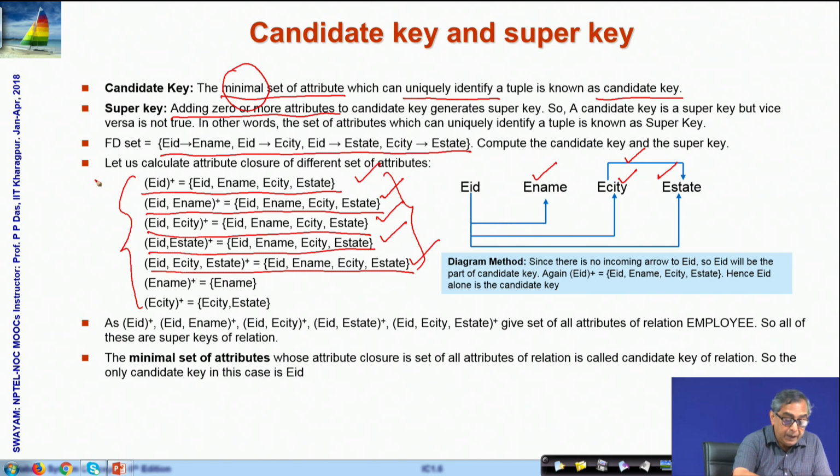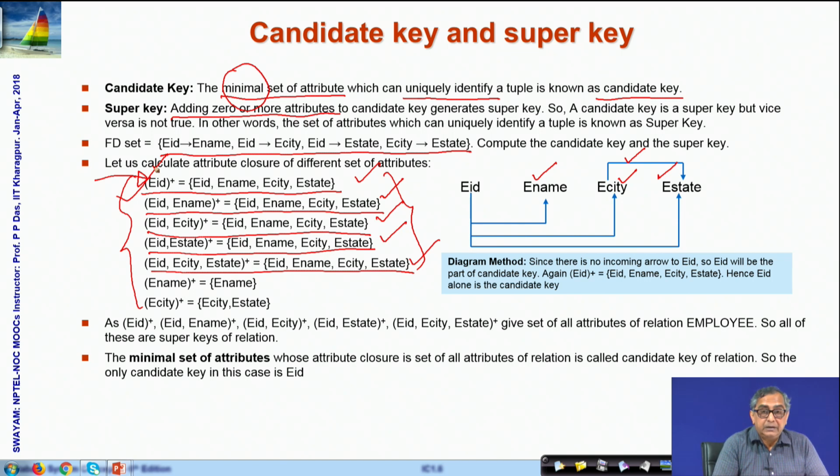But the minimality applies only in this case. So, only EID would be the candidate key. That is the minimal set of attributes that can uniquely identify tuples of the relation. So, always keep this minimality condition in mind, and also note that in this case, of course, there is only one candidate key. So, that will have to be the primary key.